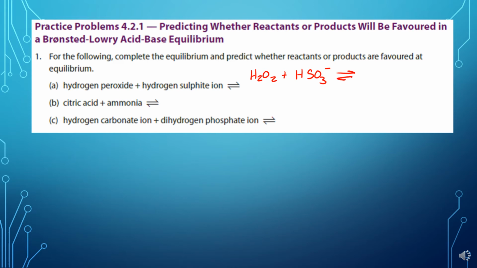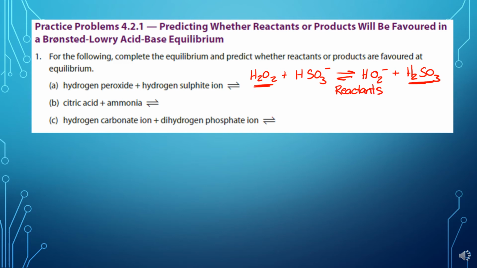We can predict our products here. The hydrogen peroxide only acts as an acid. So we know that it's going to go to HO2 minus after it's donated that proton. And we're going to have H2SO3. With this one, we're going to compare the two acids. You can see that sulfurous acid is stronger than peroxide, so the reactants are going to be favored.